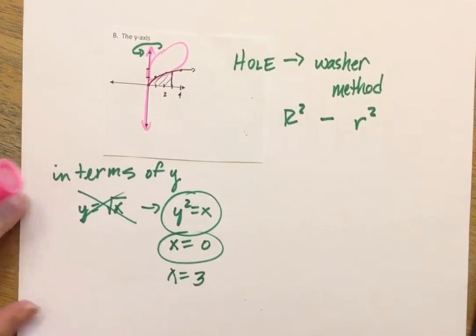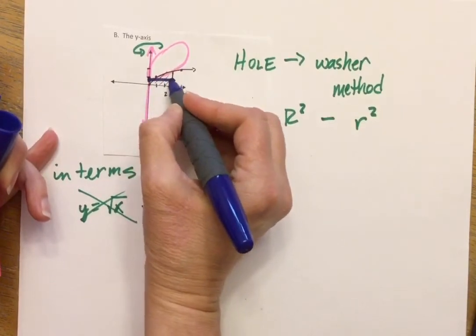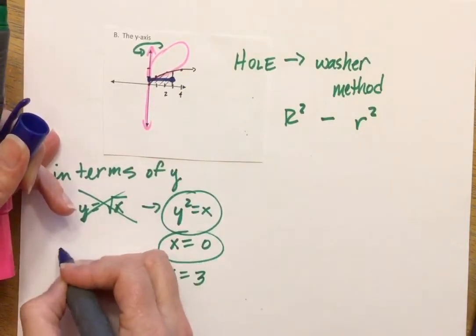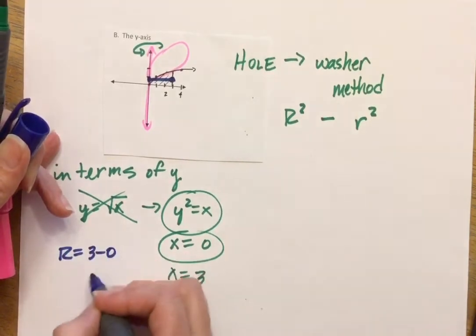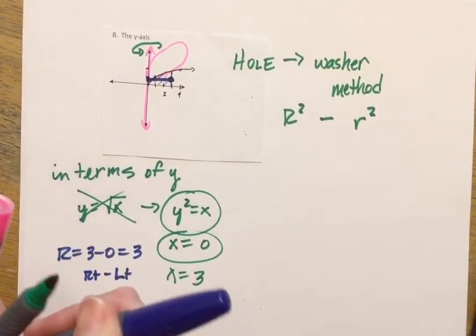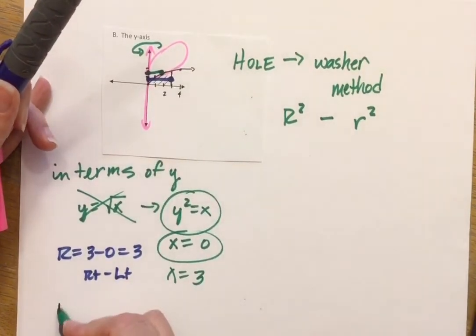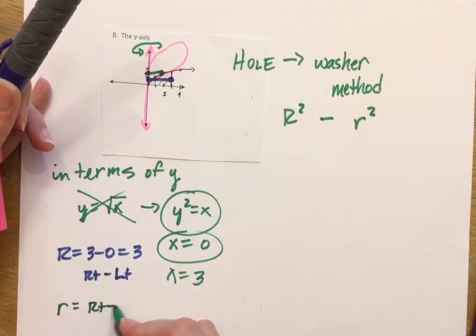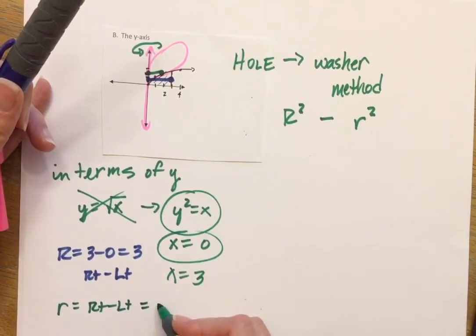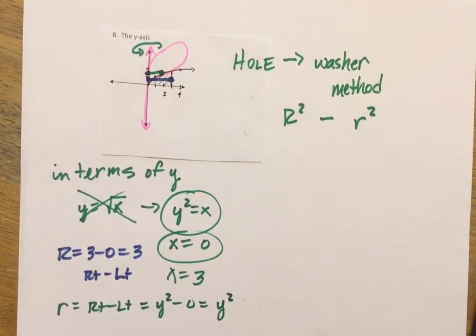So we need to come up with 2 radii. So each radius has to touch the axis we're spinning about and go to one of the 2 functions. This one's going to go to 3. That's going to be my big radius. So my big radius is 3 minus 0, or the right minus the left. So that's 3. My little radius is going to start on the axis I'm spinning about and go to the function I haven't yet used. So my little radius is going to also be right minus left. The one on the right is y squared, and the one on the left is 0. So my little radius is y squared.